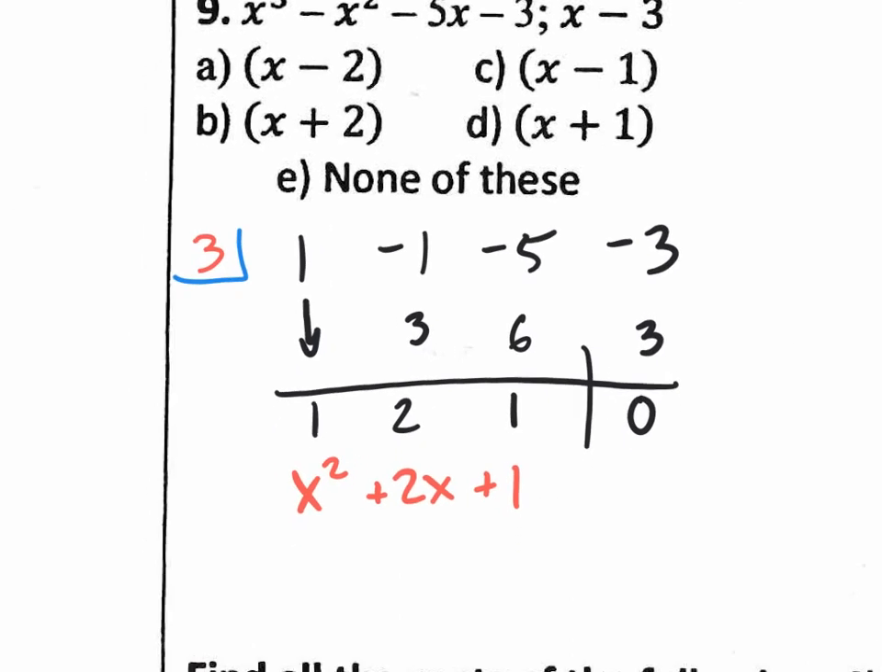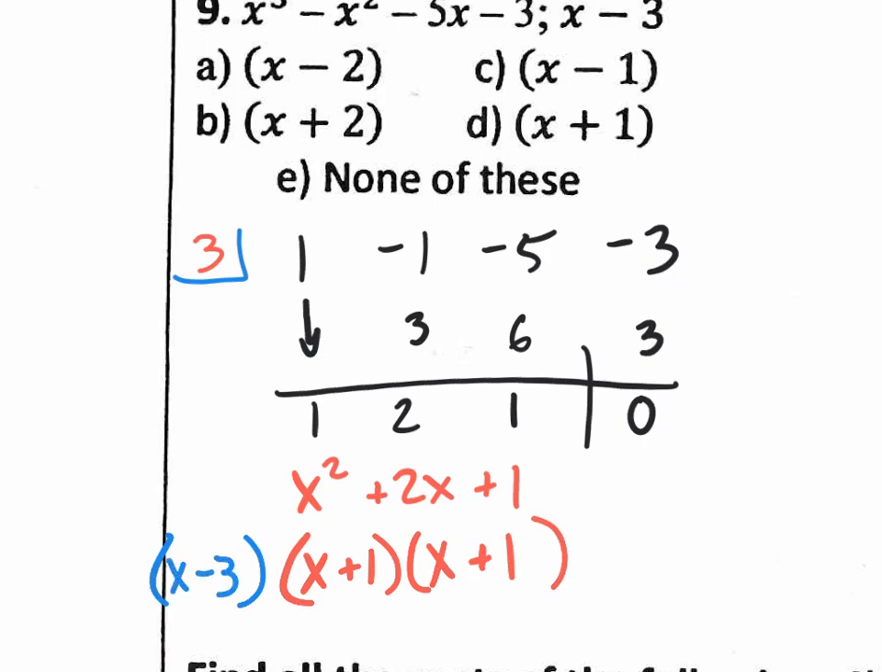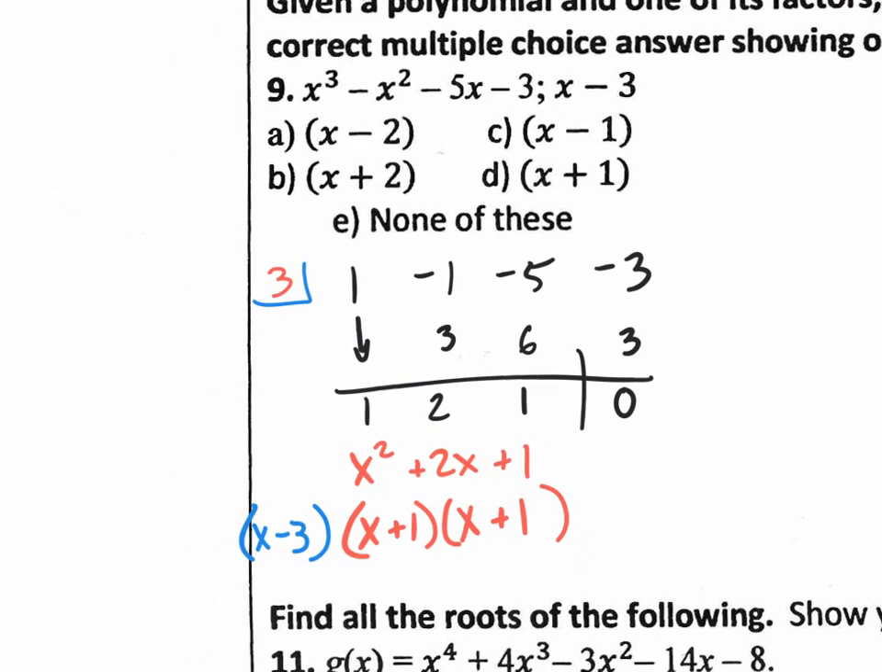So the question is, could I factor this quadratic? And the answer is yes. What times what is 1 that if I combine together is 2? Positive 1 and positive 1. Positive 1 and positive 1 is correct. So to write the completely factored form, it would be the x minus 3 that they gave us and the new x plus 1 times x plus 1. Multiple choice answer, which of the following is a factor? The only one is D.